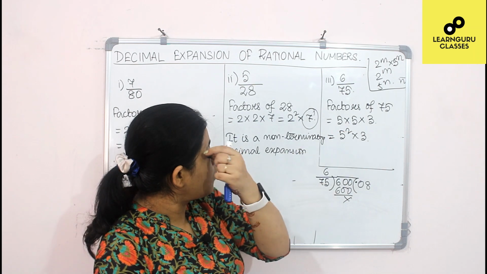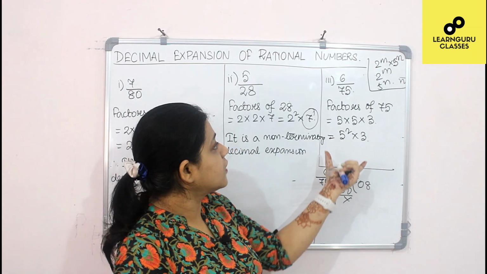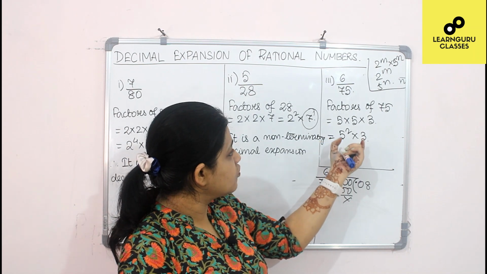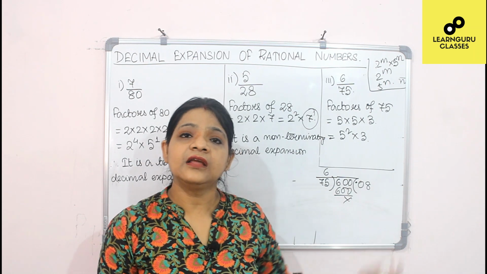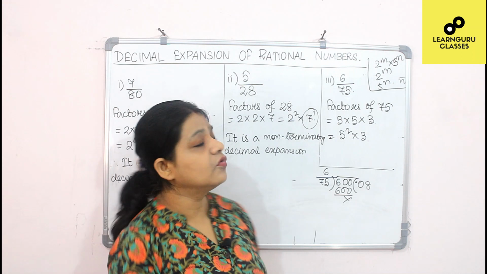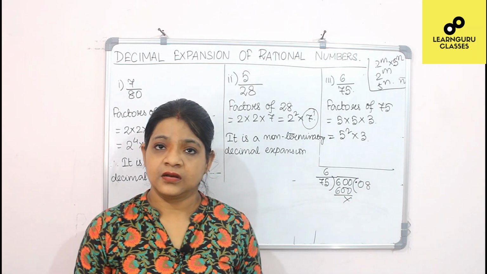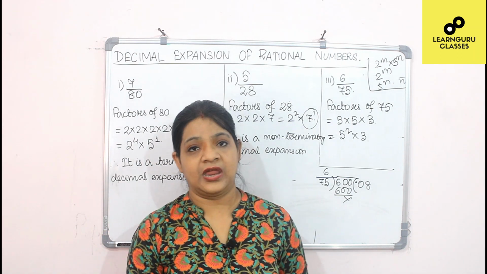But here it is showing that 5 square into 3 means it is not of any of these forms. So it is violating the rule, right? The long division method is violating the rule of this method. So how is it? Here you have to apply your brain.